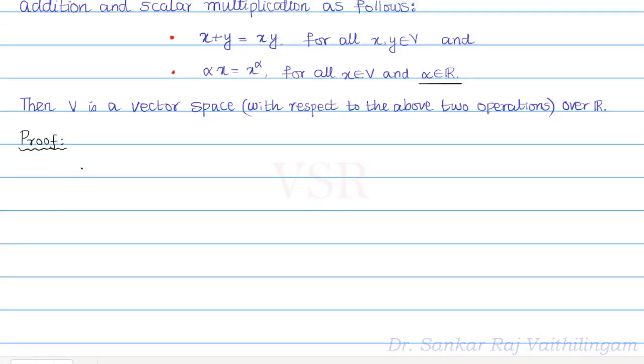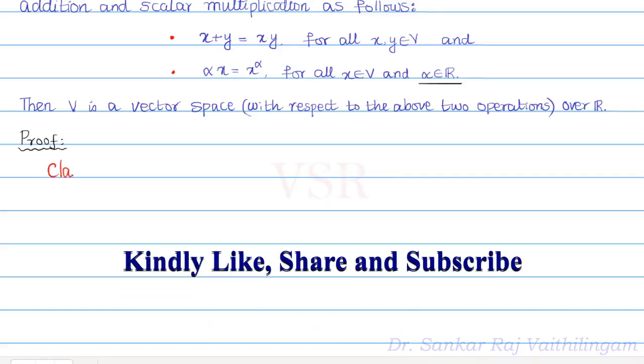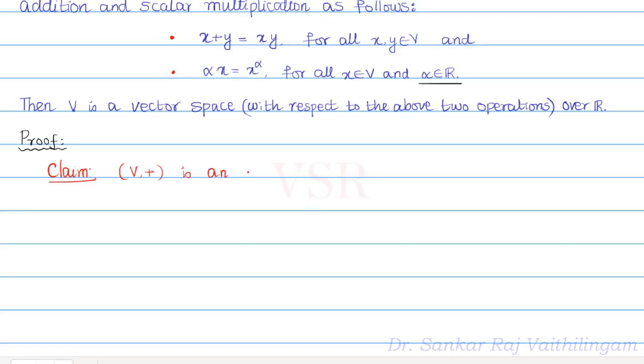First claim, how can we write it? Claim 1. That is, we are going to show that V comma plus is an abelian group. So first we shall prove this. Note that the plus here is actually multiplication. With respect to this, we have a multiplication operator. So first of all, we prove that it is closed under addition.